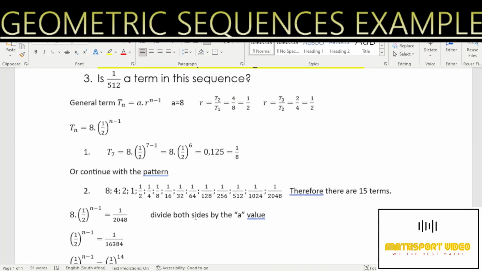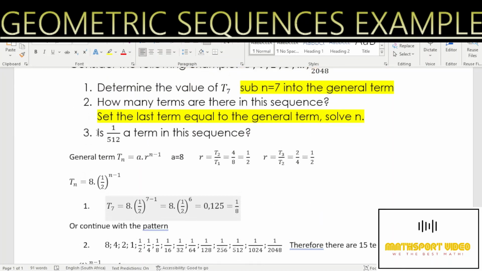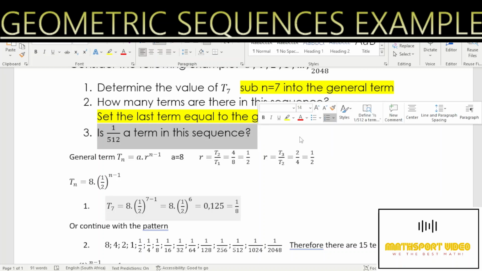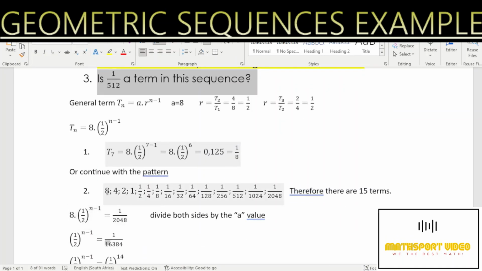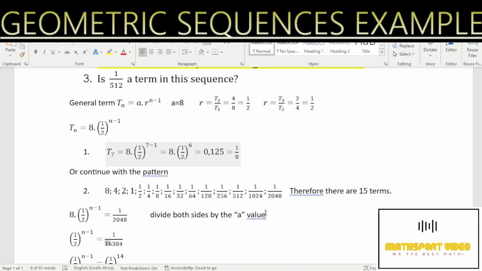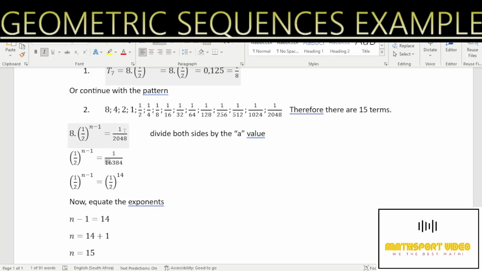Right, now let's take a look at question 3. Question 3 is asking, is 1 over 512 a term in this sequence? If we continued the pattern, you will definitely see, yes, it is a term in the sequence. Continuing with the pattern actually makes certain questions very, very easy. Now, if we had to do this the long way, all we have to do, and I'm going to use number 2 as an example, is set the formula equal to that number. So now, let's see how this is going to play out.